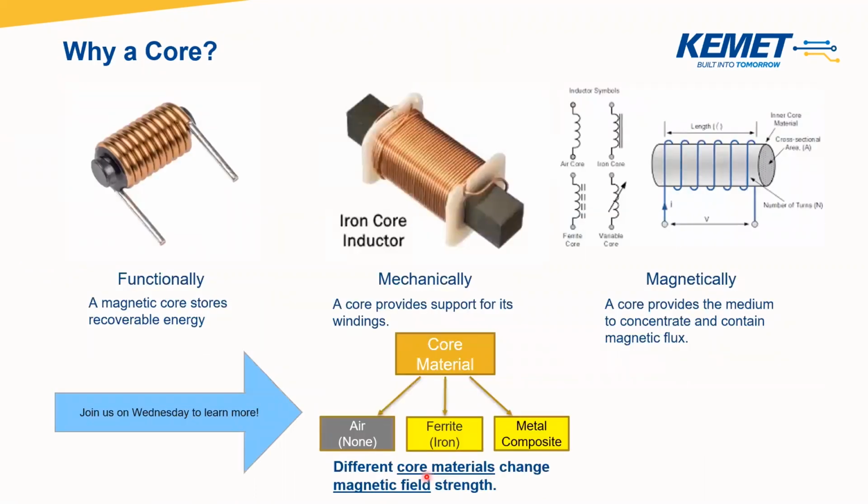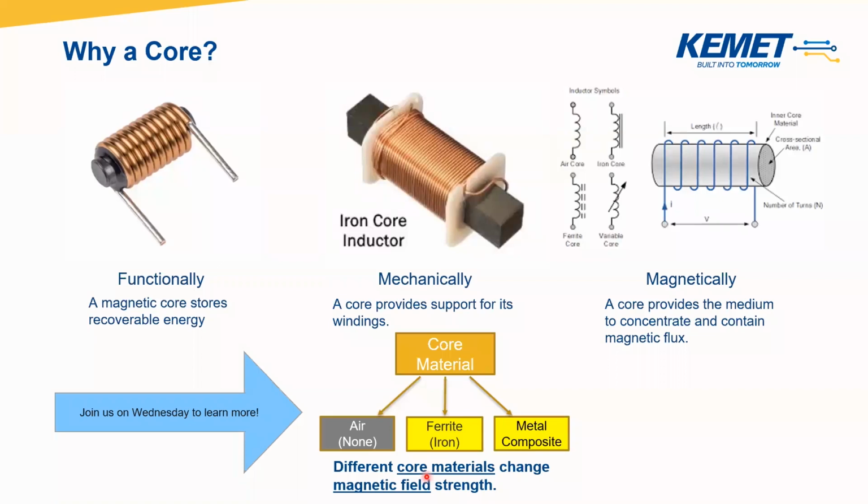So we talked a little bit about a core and permeability of a core, but why do we even need to use a core? Well, a core does 3 things that are very important to understand. First of all, from a functional standpoint, a magnetic core stores that recoverable magnetic energy, as we explained earlier. A coil converts electric energy to magnetic energy, and where does that magnetic energy get stored? It gets stored in the core. So the better my core is at storing that energy, the better my overall inductor is going to be.